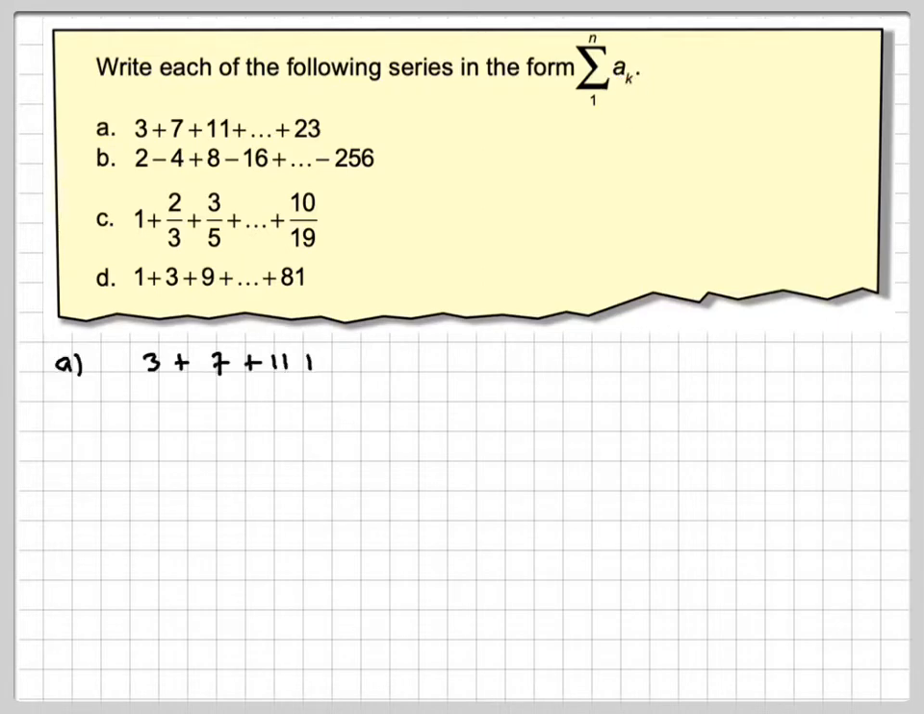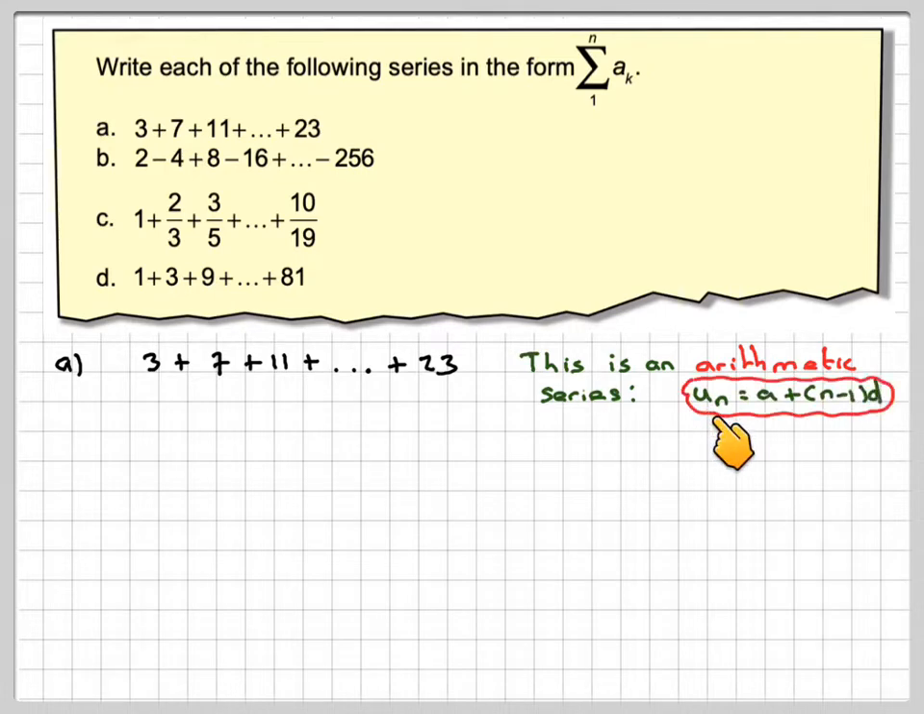So we'll take the first one, 3 plus 7 plus 11 up to 23. First thing we do, we recognise this is an arithmetic series because we're adding it together. And any term of an arithmetic sequence will be un equals a plus n minus 1 times d. So we identify that a is equal to 3, and we see that 7 minus 3 gives me 4, 11 minus 7 gives me 4, so d will be equal to 4.